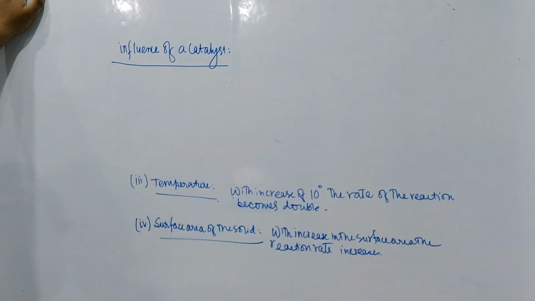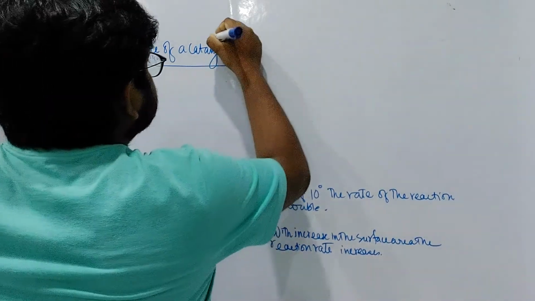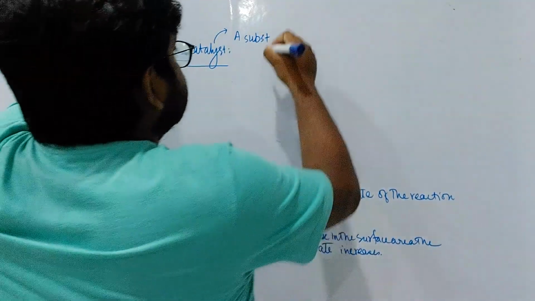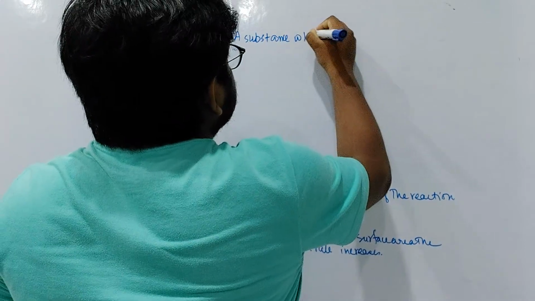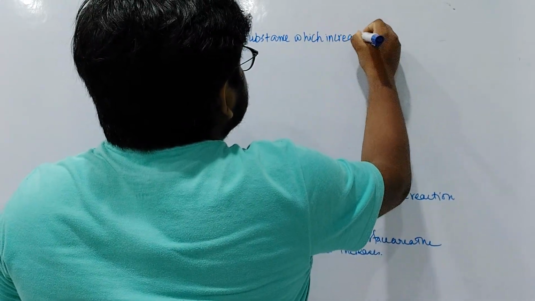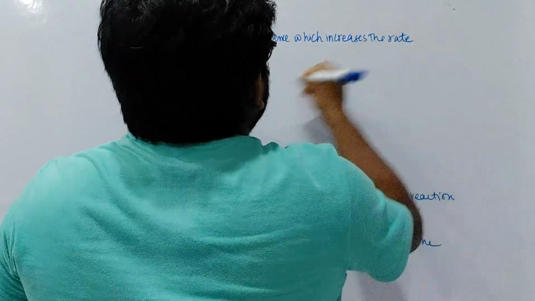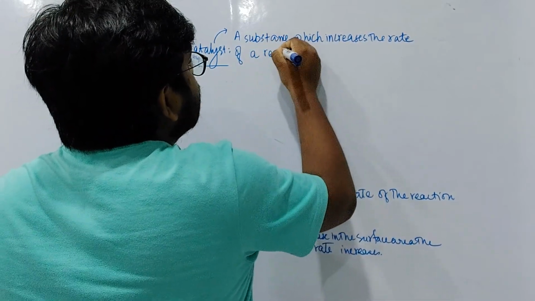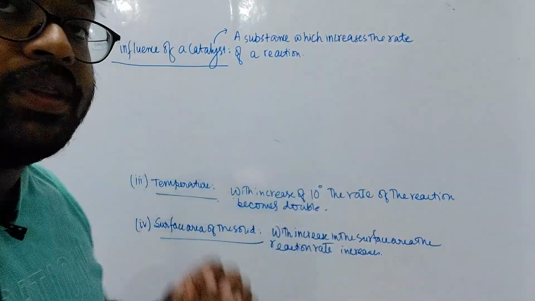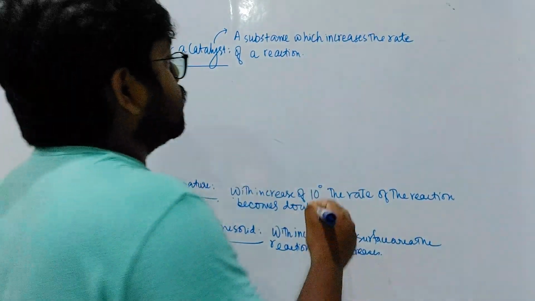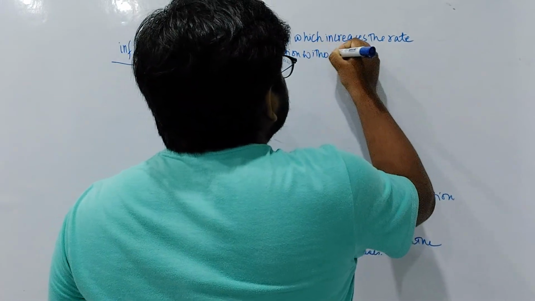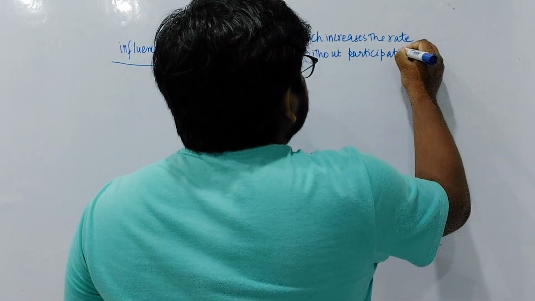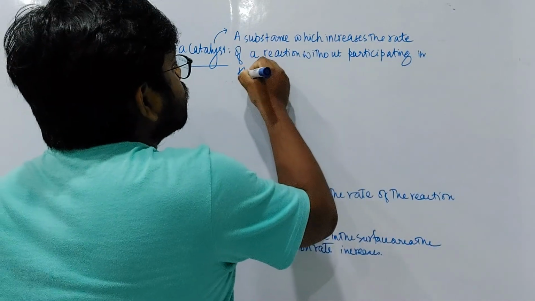Okay, see, a catalyst is what? A catalyst is a substance which increases the rate of a reaction, without participating in the reaction. Very simple.